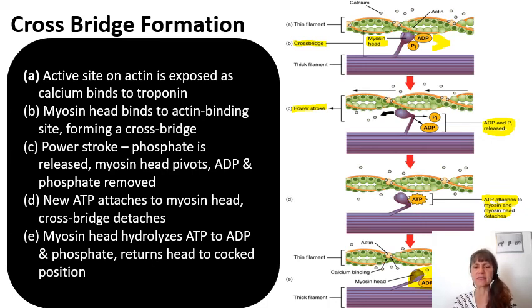So as long as the calcium levels within the sarcoplasm are high enough, that's going to keep the binding sites available. So this can repeat again and again and again as long as we have enough ATP and calcium to allow that to occur.